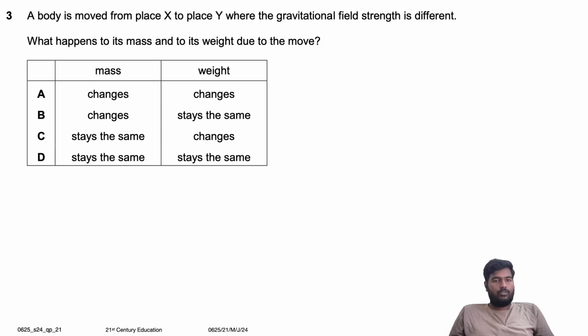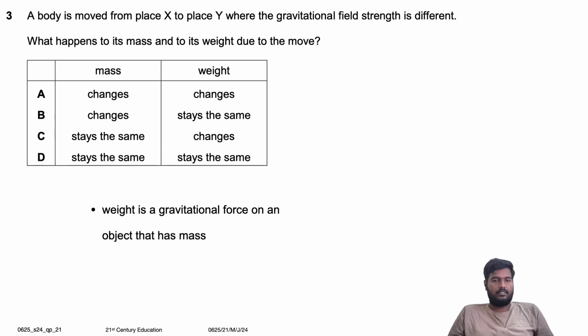A body is moved from place X to place Y where the gravitational field strength is different. What happens to its mass and to its weight due to the move? So mass stays the same. Mass is not influenced by gravitational field. But gravitational force is a result of gravitational field. So mass stays the same and the weight changes. Weight is gravitational force on an object that has mass. So option C.